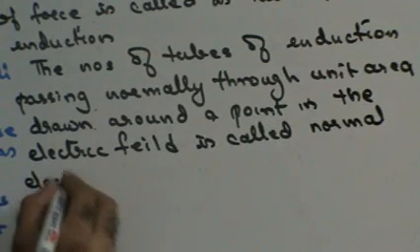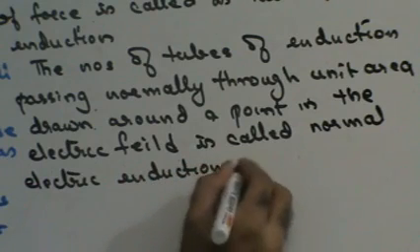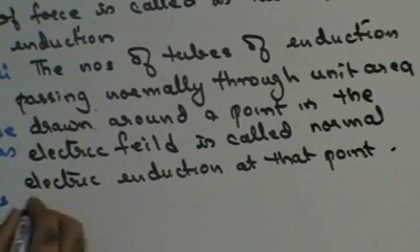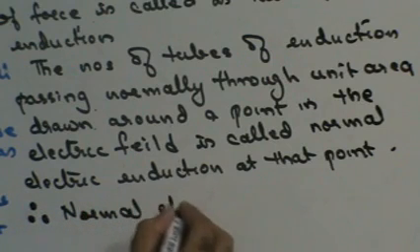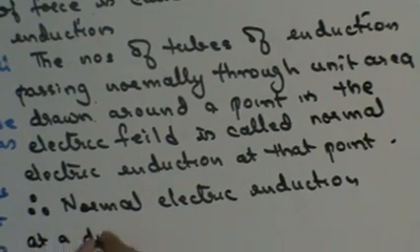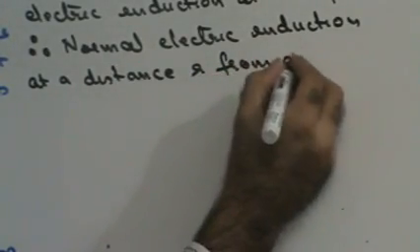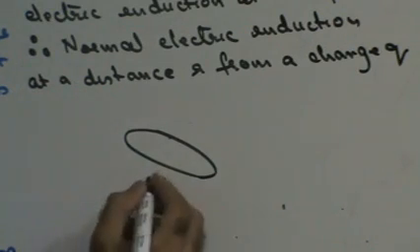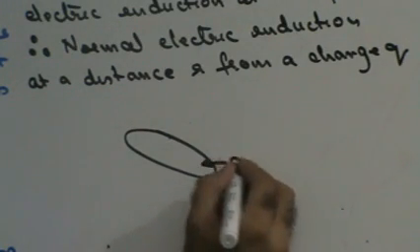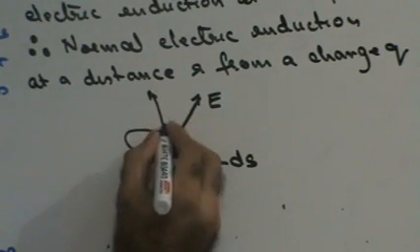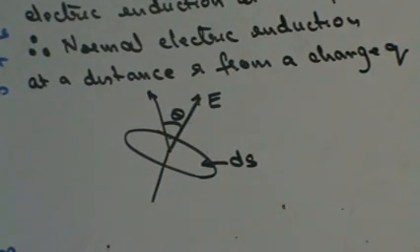Normal electric induction at that point. Right? Therefore, I can say that the normal electric induction at a distance r from a charge q. See, suppose if I draw an area, the number of tubes of induction passing through unit area drawn around in an electric field. Let's assume that I have this area, say ds, right? This is my electric intensity moving out, right? Let's assume that this angle is theta.